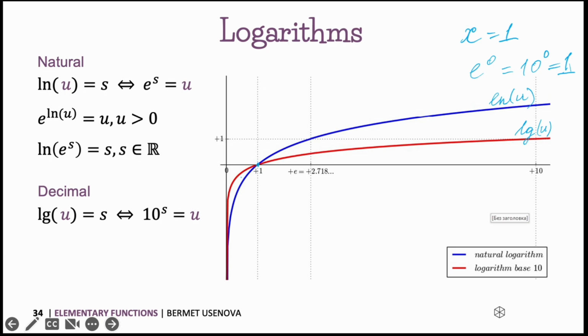So the natural logarithm function is the inverse function of the exponential function. If you remember the exponential function that we saw before, it looked something like this. And so this will be 10 to the power of x, and this will be e to the power of x. These functions are inverse functions of each other.